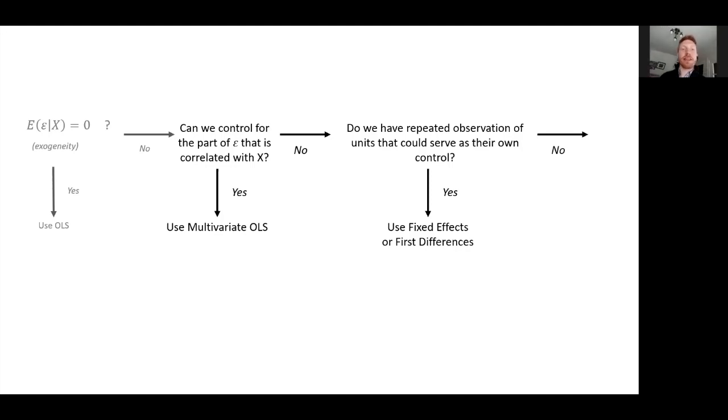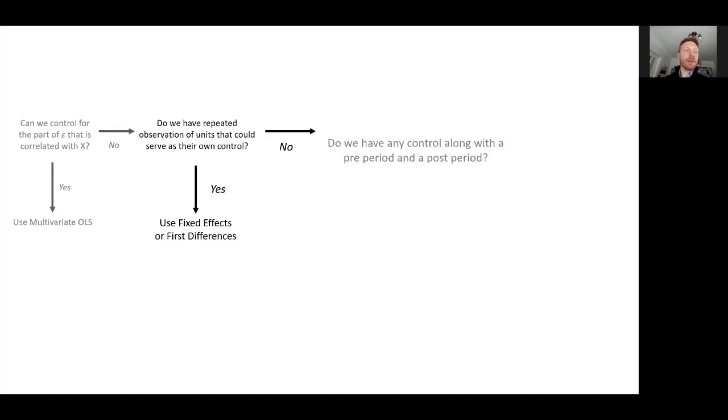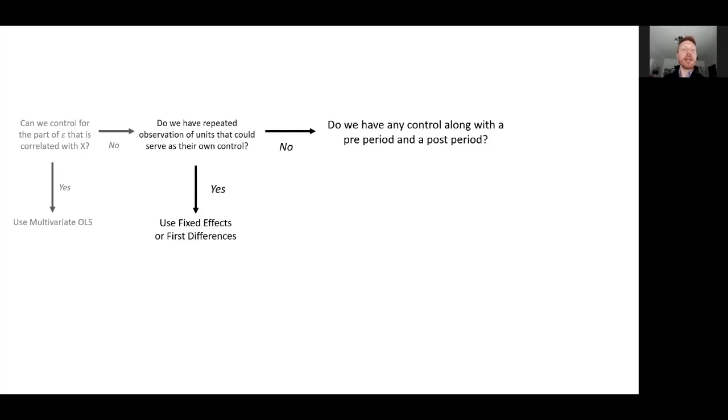If this is not the case, where we don't have the exact same units over time, then perhaps we have a situation where there is some sort of control group, where it's not exactly the same year over year, but where there are some people in a pre and post period that are a control and treatment group. And the technique that we can use with this is difference in differences.